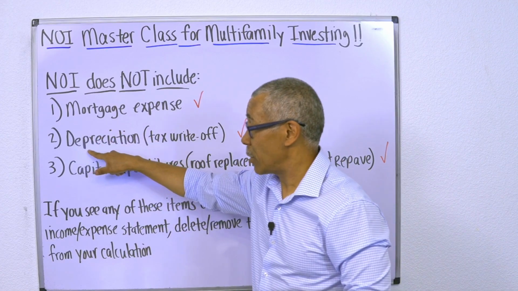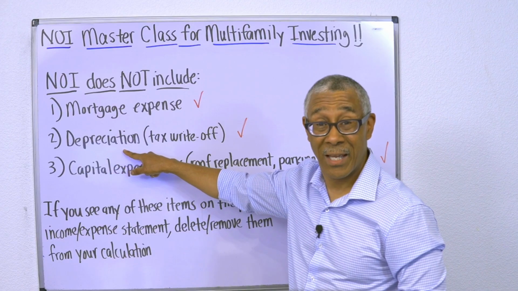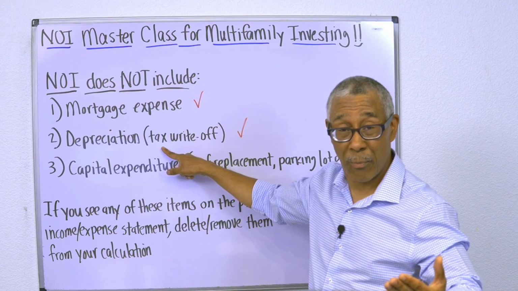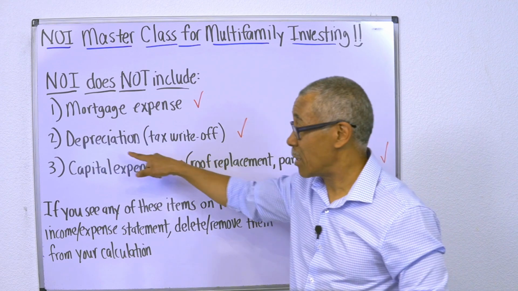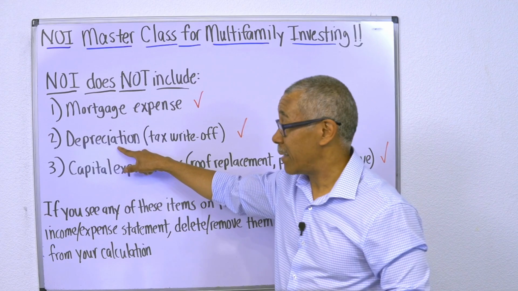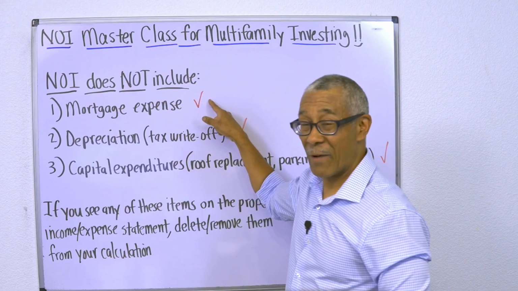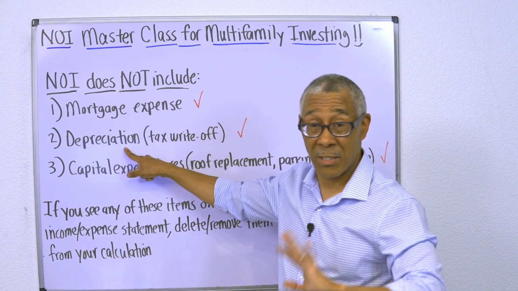Number two, your NOI should not include any depreciation expense. You will sometimes see that in the owner's report. It'll be there as an expense. It's basically a tax write-off, and it's a pretty sizable number too, right? That is not an operating expense. It's a depreciation expense. This is a finance expense. It does not need to be included.